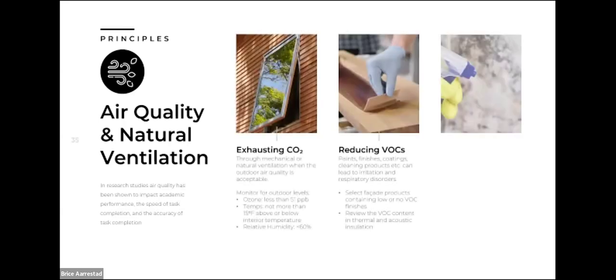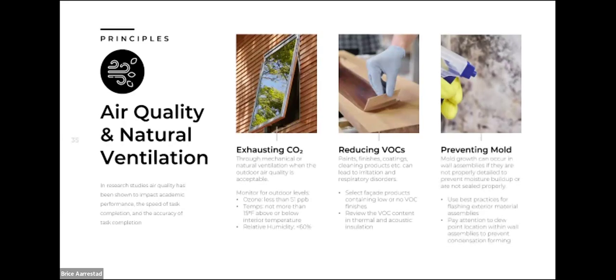Recent research has shown that air quality can impact academic performance, the speed of task completion, and the accuracy of task completion. So how can we design well using our facade for achieving higher levels of air quality? The first main aspect of this is to exhaust CO2. And we can do this either through mechanical or natural ventilation, and natural ventilation particularly when the outdoor air quality is acceptable. So in that sense, you're looking for the outdoor air quality to have low levels of ozone, probably about 51 parts per billion or less. Temperatures not any more or less than 15 degrees from the interior room temperature. And then having an outdoor relative humidity somewhere around 60%.